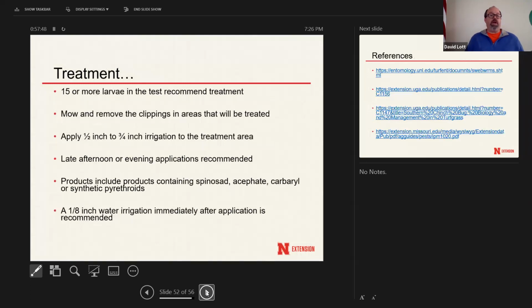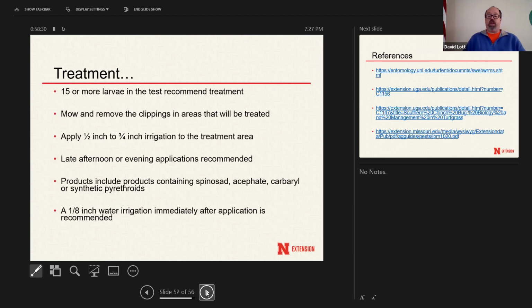So for treatment, if we have 15 or more, we definitely have a problem. We want to get those treated. So what you do is you're going to need to mow the lawn first, and you're going to remove the clippings. This is one time I can tell you, remove the clippings, because you want a good contact and get everything knocked out. You're going to start your irrigation system, and you're going to apply 1/2 inch to 3/4 of an inch of irrigation to the treatment area before you put on product. And then in late afternoon or evening, you start to apply.